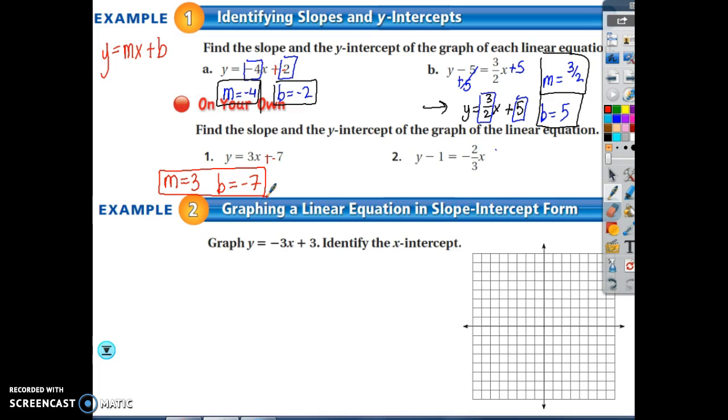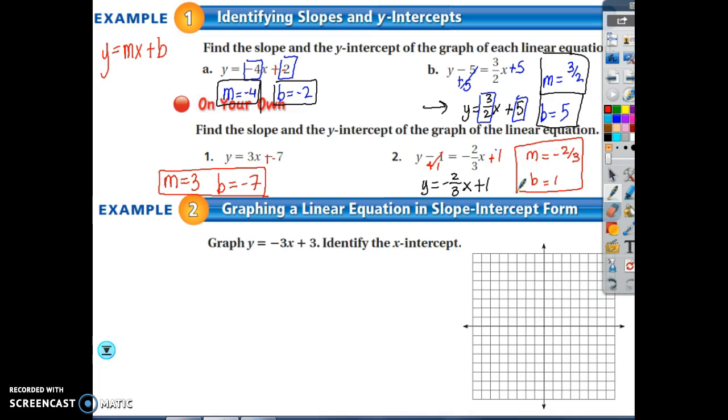Number 2, we first need to add 1 to both sides of our equation. That's going to get us to y equals negative 2/3 times x plus 1. And now that y is isolated, we can see the m value in front of the x. So m would equal negative 2/3, and b would equal 1.